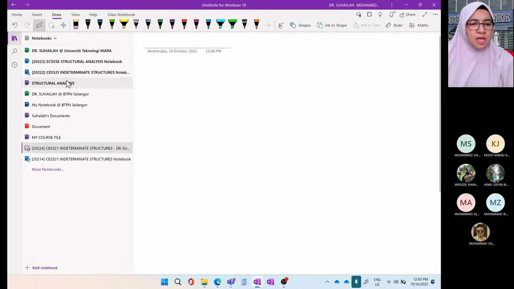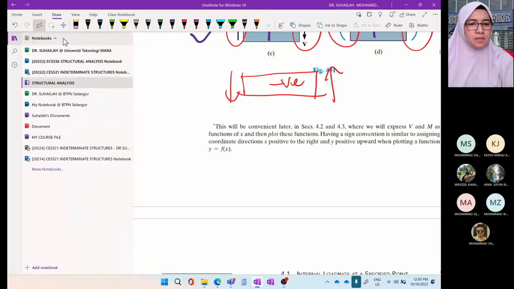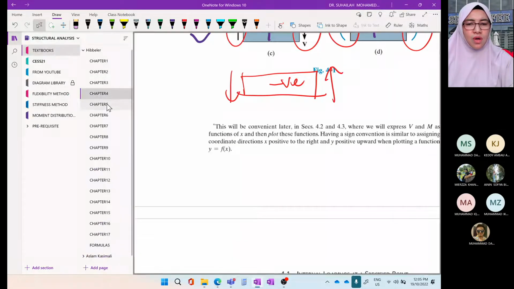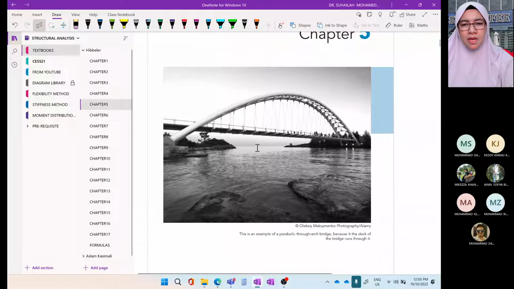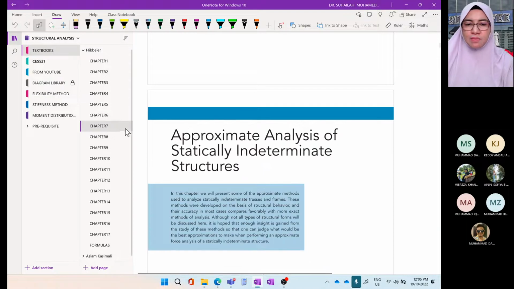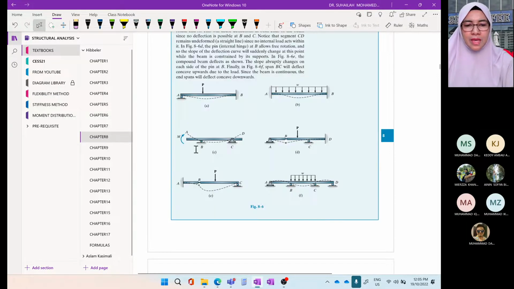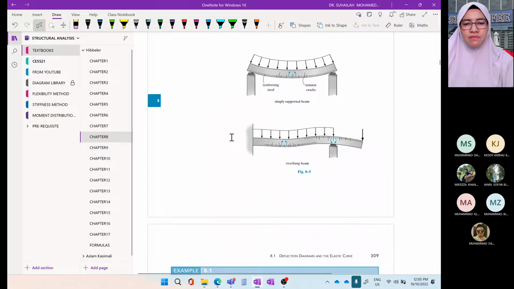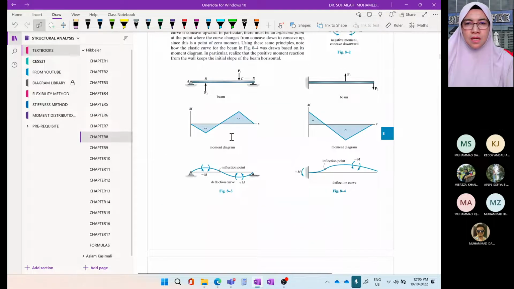Okay, so back to textbook tadi. Chapter 4, chapter 5 about ARCH, cable semua kita tak touch in this course. Lepas tu chapter 7, influence line we have learned in last semester. Chapter 8 is about deflection. So ada few methods to calculate deflection. Yang chapter 8 ni masih lagi fokus kepada determinate structure. Ada moment arithmetic juga kat sini, yang you have learned last semester.